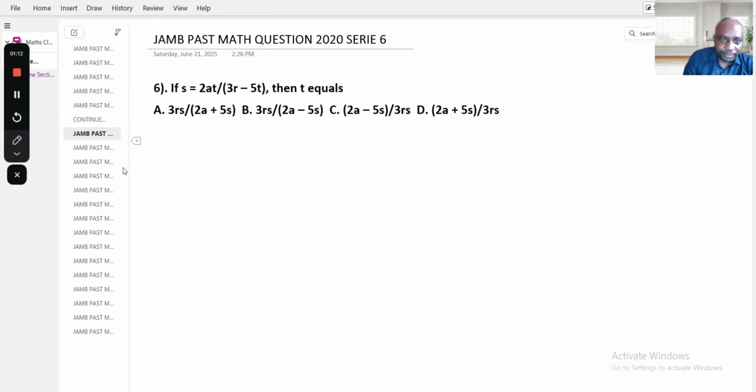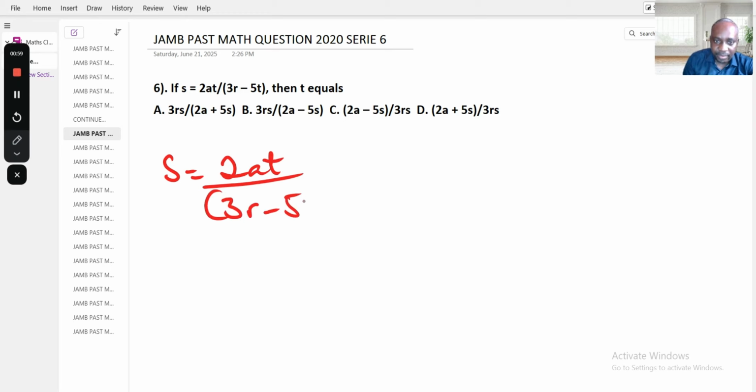If then C equals, let me write the question out. Over bracket 3r minus 5c. Now the question said that we should substitute for t. What is t equal to? The first thing we need to do, let me divide this page into two. Now we are going to cross multiply.